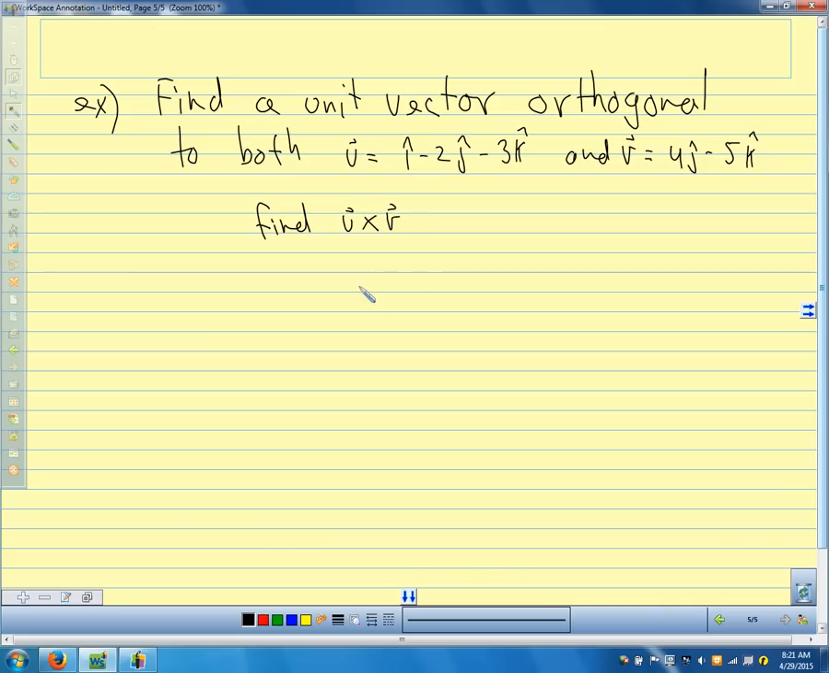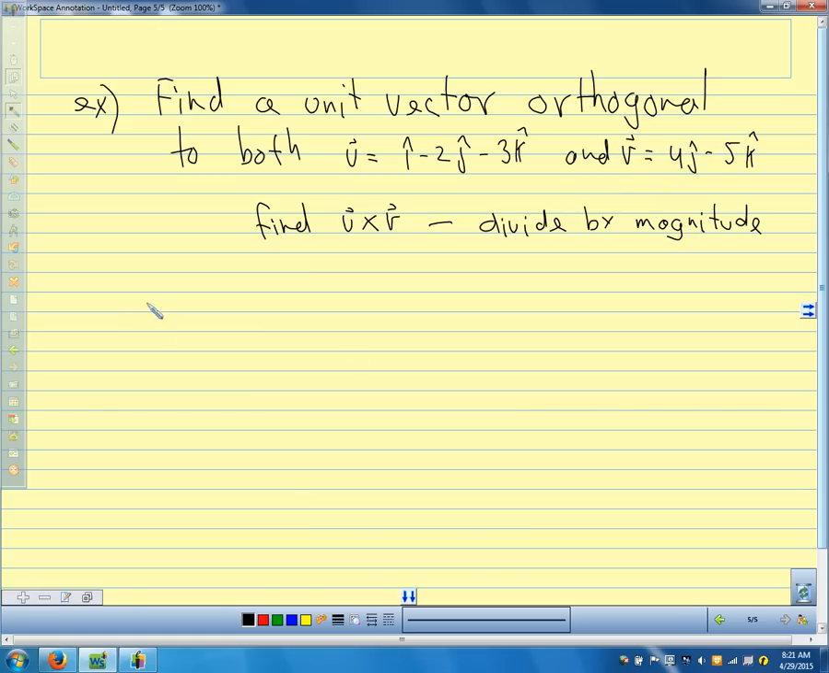And then it wants a unit vector. So once we have a vector, how do we turn it into a unit vector? Divide by the magnitude. Find u cross v, and then divide by the magnitude. Anytime you're talking about vectors and you see unit vector, you should think, okay, I have to divide by the magnitude. So what this question is really asking us is find u cross v, and then divide by the magnitude.